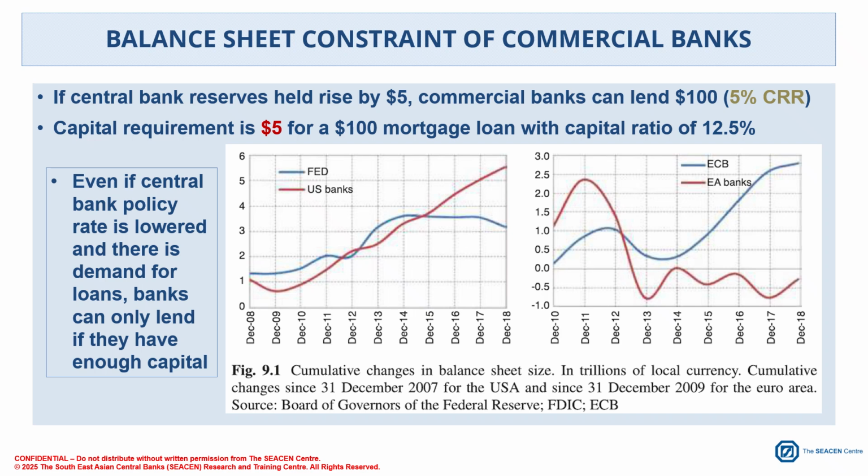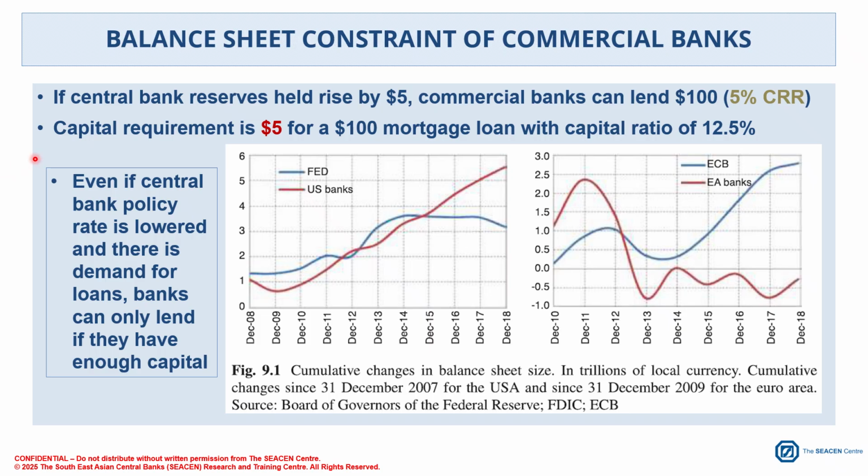In fact, for instance, if a central bank reserves increase by $5, the commercial bank can lend, say, $100. I'm assuming here that the cash reserve ratio is 5%. So if 5% is the cash reserve ratio, a $5 increase in bank reserves will allow the commercial bank to lend $100.